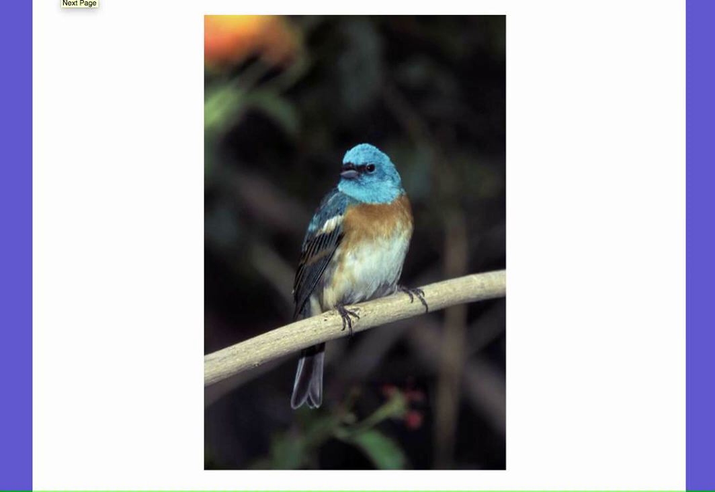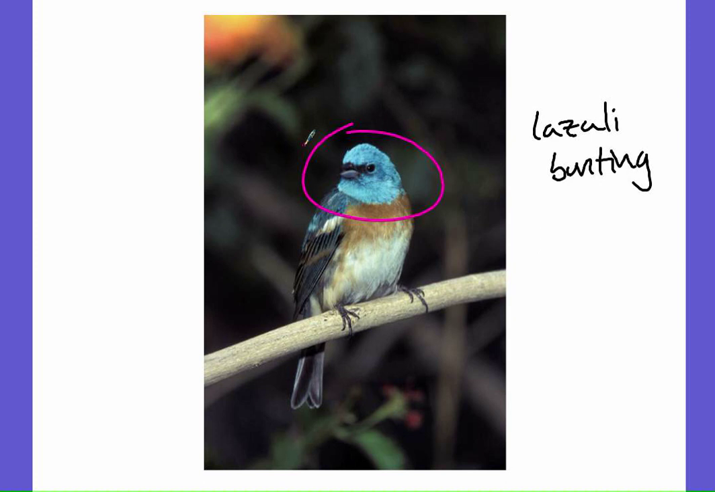Lazuli buntings are actually birds. This is an example of a male lazuli bunting, spelled like this. But anyway, as you can see, the male has a very brightly colored plumage, right? It has that bright blue coloring in its feathers, and it has that for a reason. This is very similar to the pheasant population in our neck of the woods. That bright coloring helps it attract mates. It helps it have more offspring in the long run.